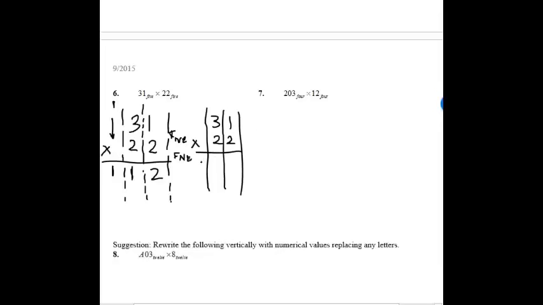So our one row is 1, 1, 2. Now when I go to do the next row, I look at the 2 times the 1 is 2, and 2 times the 3 is 6. How many times does 5 go into 6? Once. And what's left over? 1. Drop that 1 down.